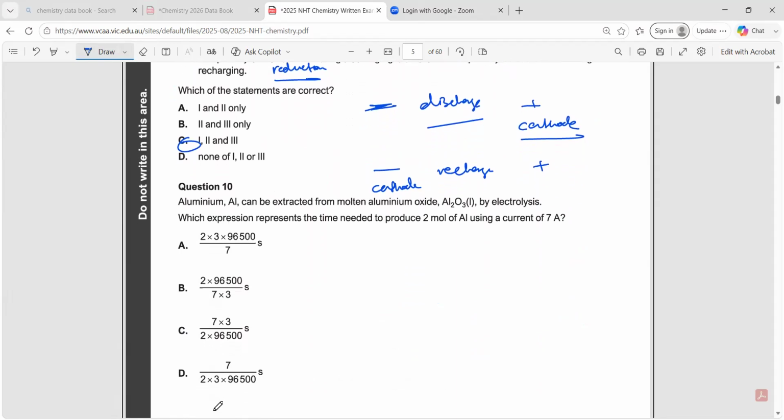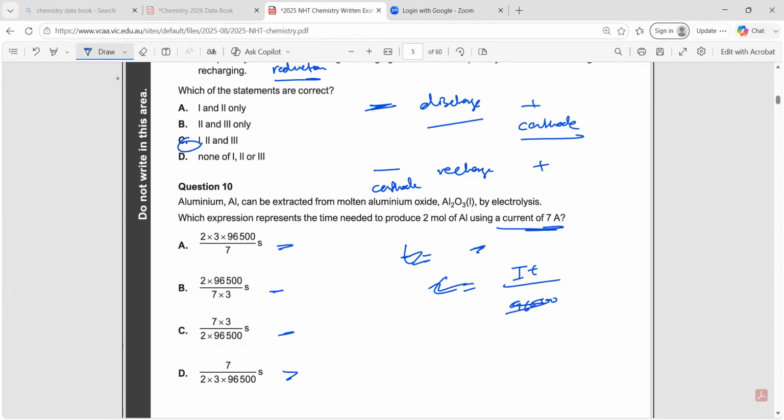Which of the following represents the time needed to produce 2 moles of aluminum using a current of 7 amps? So they've just basically written out the equation for us, which is great. So we need to figure out the amount of time. The charge C is equal to I times T over 96... I forgot how to do it.